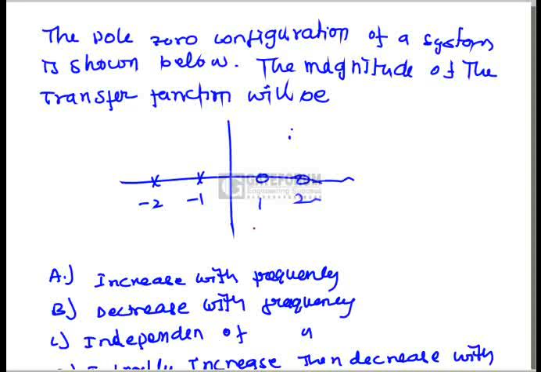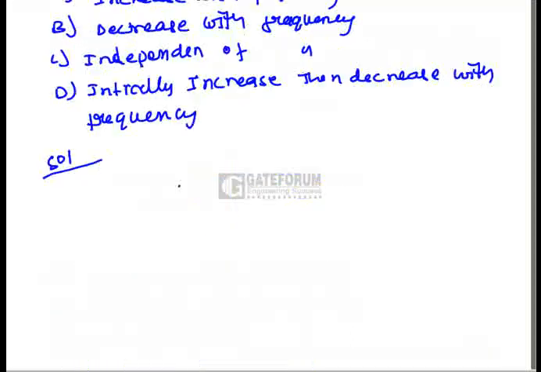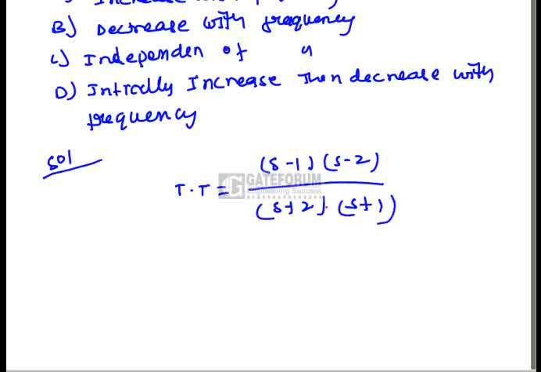So here if you observe the system, there will be a symmetric pole zero configuration. If one pole is here and the symmetric zero is here, and one more pole is here and the symmetric zero is here. Now if you convert this into an open loop transfer function model, then we get the transfer function equal to (s minus 1)(s minus 2) by (s plus 2)(s plus 1). Now this is the transfer function.